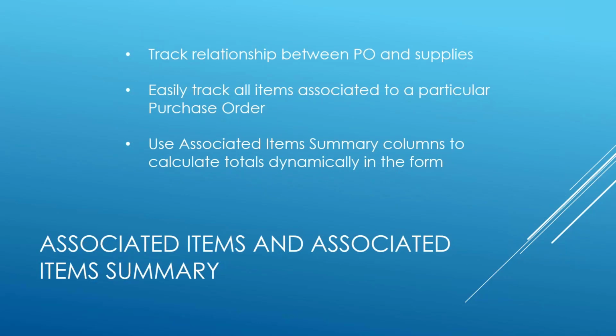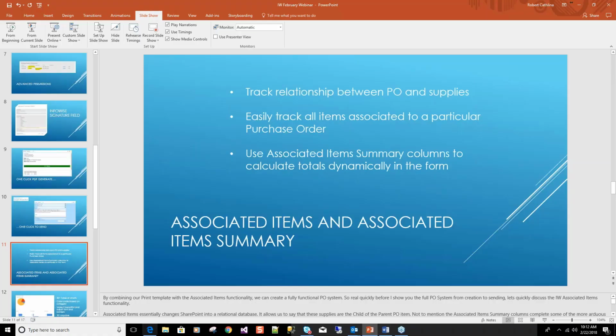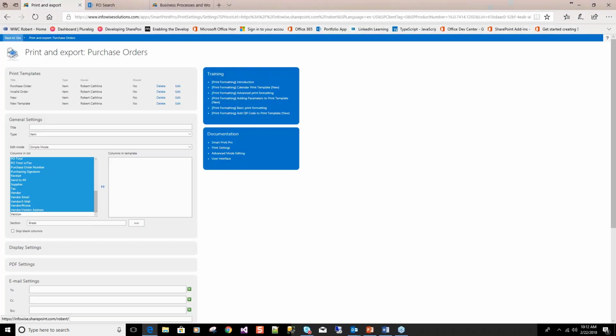It allows us to say that these suppliers are the child of the parent PO item. Not to mention, the associated item summary column completes some of the more arduous calculations for us on the fly. By combining these, we can quickly and easily generate and send purchase orders. All right, so let's head into our list and see what it would be like to generate a purchase order.